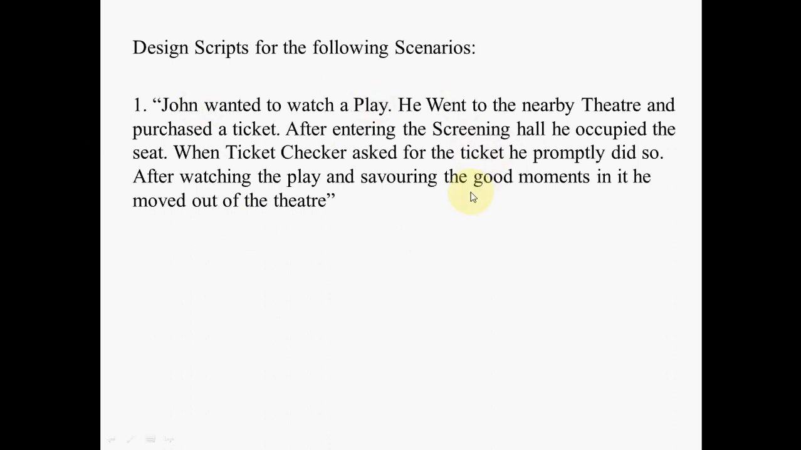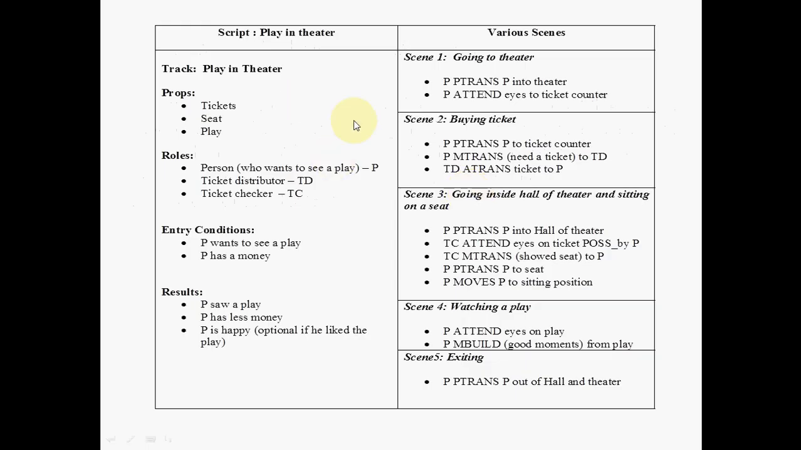Okay, so let me now show you how scripts are written. A script is usually written in this particular rectangular format. The left pane is used for you to write the track, the script, what are the props, what are the roles, what are the entry conditions, and what are the results. Whereas the right-hand side pane is used for writing scenes. The first scene, then the second scene, third scene, fourth scene, and so on.